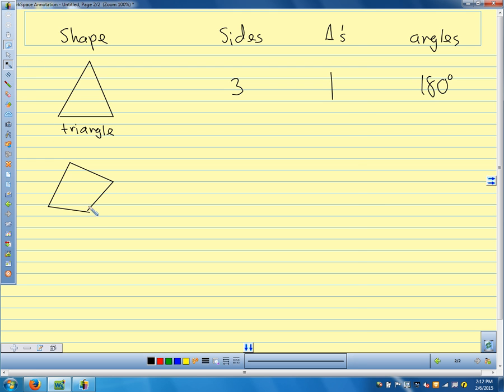What kind of shape is that? I almost gave it away. Quadrilateral. Quad means 4 and lateral means side. And we said it has 4 sides. Now the trick that we're going to use to come up with our formula is I'm going to go from one vertex and divide this into triangles.